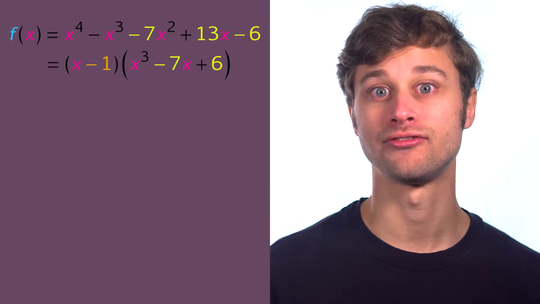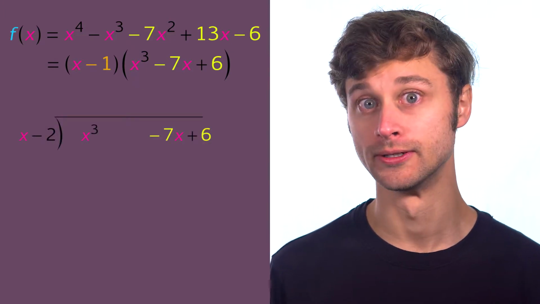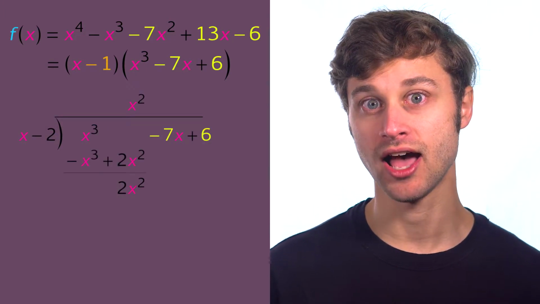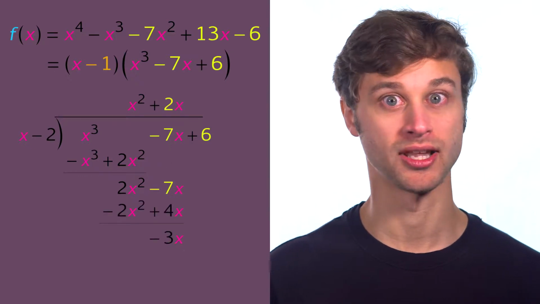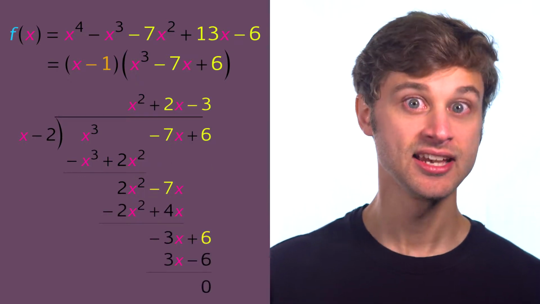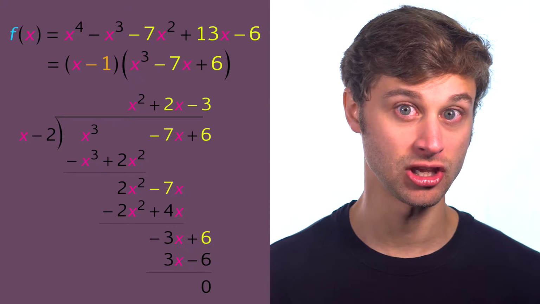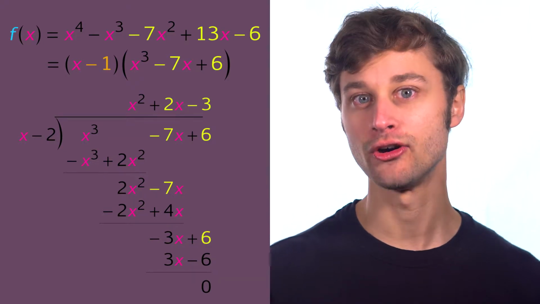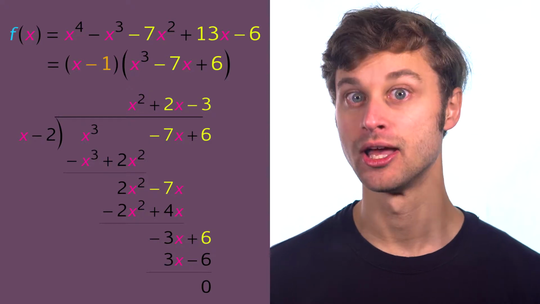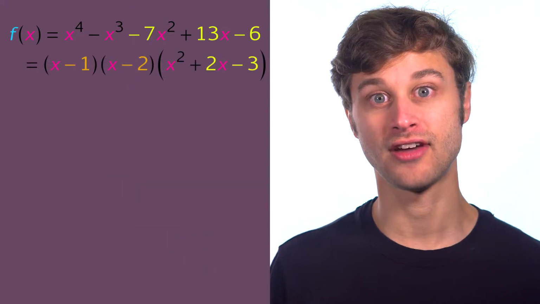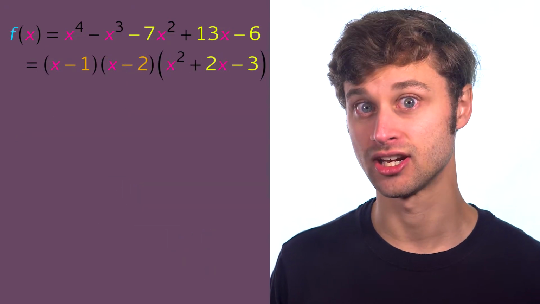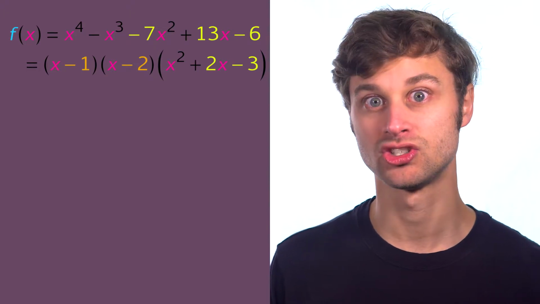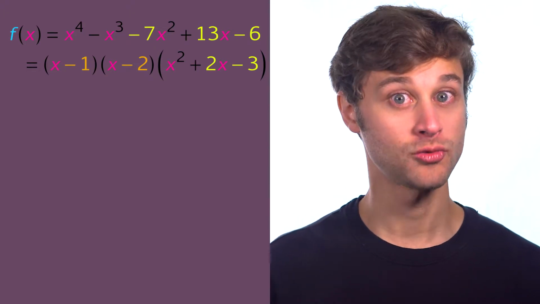Let's do that now with the factor x minus 2. If I plug that into my long division, I do more steps by multiplying the quotient times x to get my leading term in the cubic function. And I get this result where again the remainder is 0, so I know that x minus 2 is a factor of my function. Now I'm left with this factored form of my function, x minus 1 times x minus 2 times this new quadratic function.